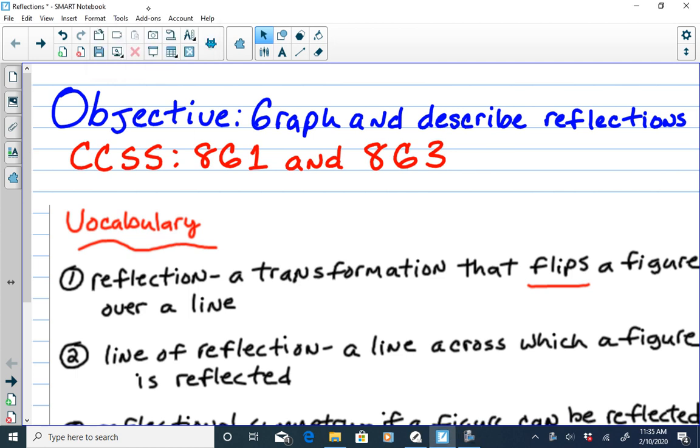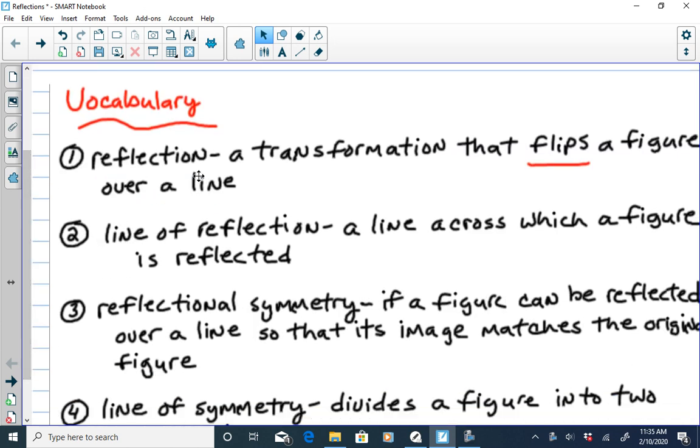Our lesson today is to be able to graph and describe reflections. First, a reflection is a transformation that flips a figure over a line of reflection. A line of reflection is a line across which a figure is reflected.